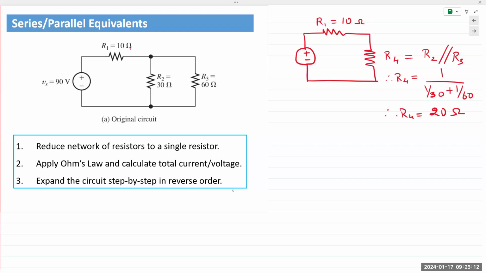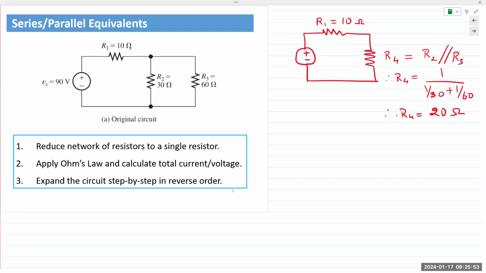In this case, the smallest value between R2 and R3 is 30. So your REQ cannot be more than 30. That's an instant check. If it's more than 30, then there is an error in your calculations. Okay, so always keep that in mind. If you're trying to reduce a parallel network of resistors, that final answer should always be smaller than the smallest resistor in that network. 20 is smaller than 30, so that tells me that my value is on the right track. Make sense? Okay, so it's just an important thing to keep in mind.